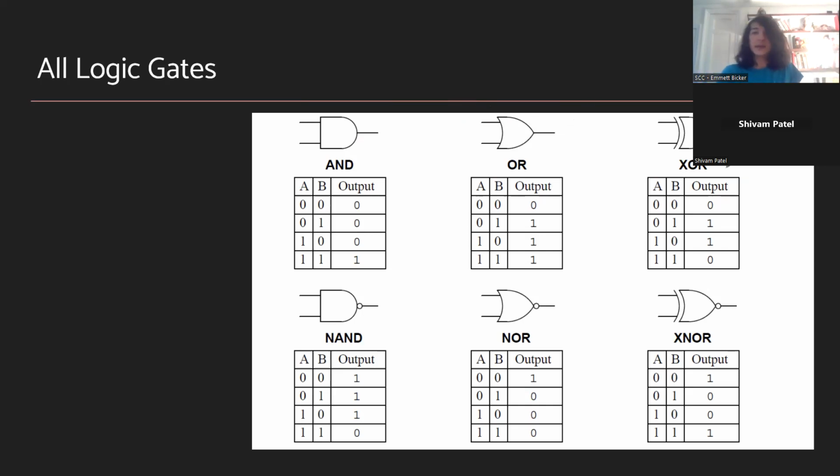And then an XOR gate is a different gate, which I'll use, which is saying that if both of my inputs are the same, then I'm not going to output a one, I'm going to output a zero.